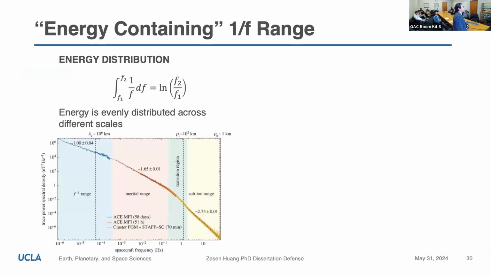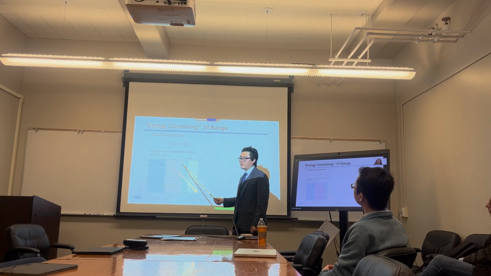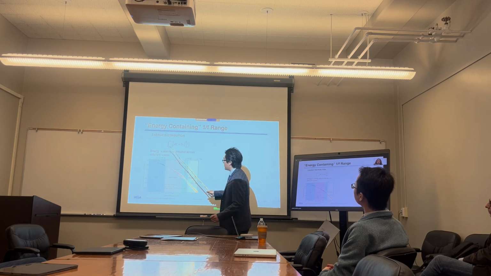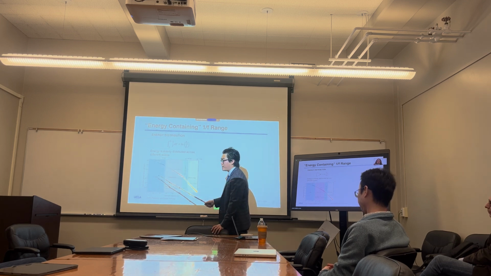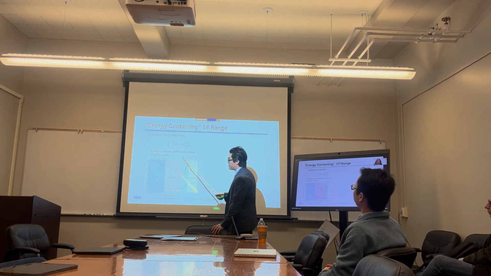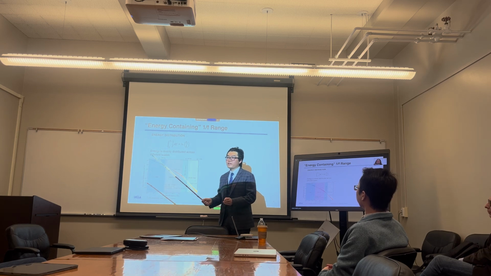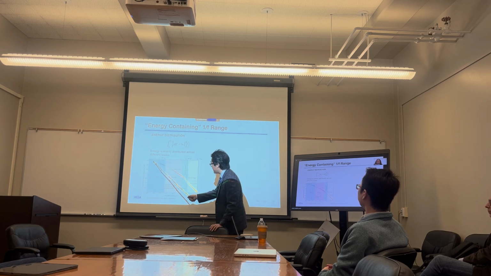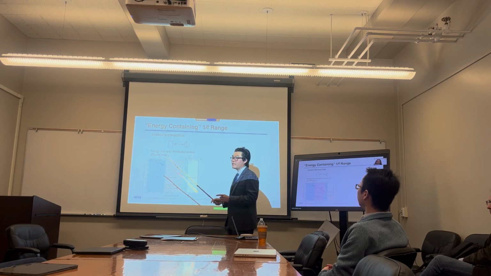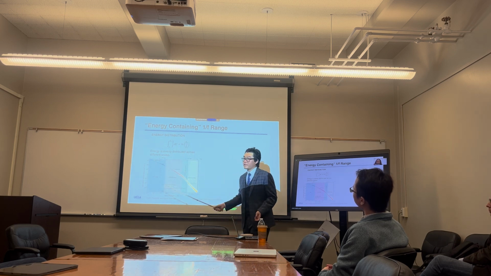Okay, what is the energy containing 1/f range? It's actually pretty simple. If the scaling is 1/f, f to the -1, if you integrate that, you get log f2 divided by f1. So for the same frequency range in the logarithmic scale, for example, 2f divided by f, it contains the same amount of energy regardless of what f you're choosing. So whatever frequency you're choosing, it contains the same amount of energy around you. So the energy distributes evenly across different scales.